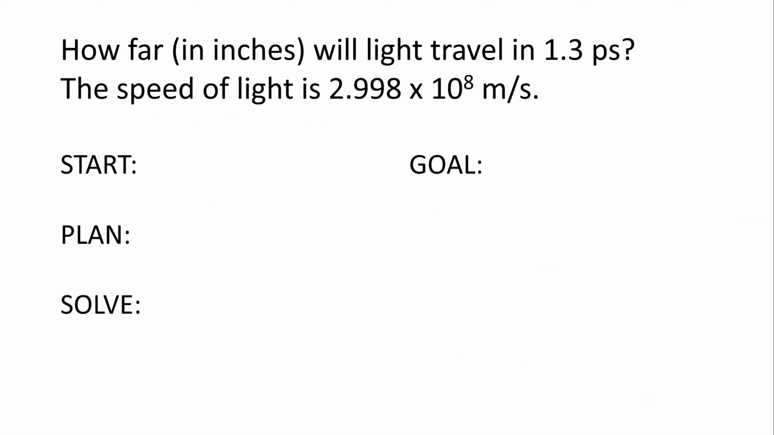Okay, here's another one to try. This one's different from the ones we've done before. So the question here is how far in inches, so I've specified what unit I want for that distance, how far in inches will light travel in 1.3 picoseconds. Okay, so we have to remember what that prefix is. It's pico. It means a very small amount, very short amount of time. And we also know that the speed of light is 2.998 times 10 to the 8th meters per second.